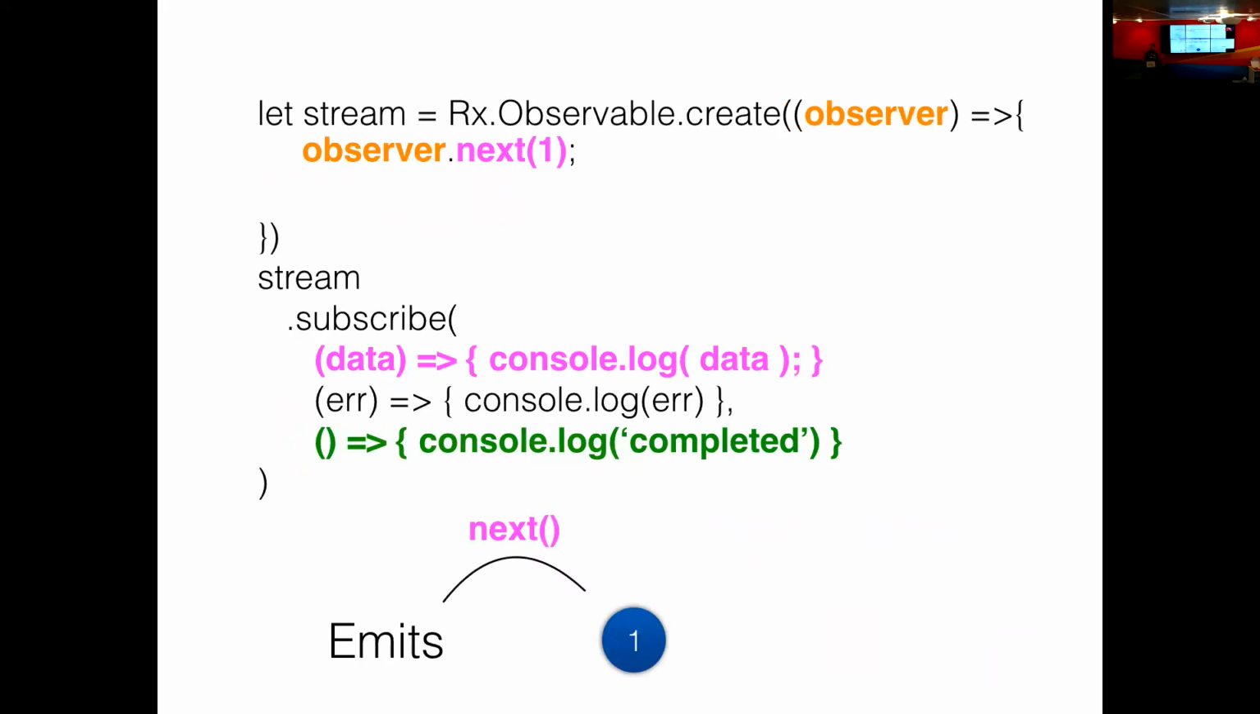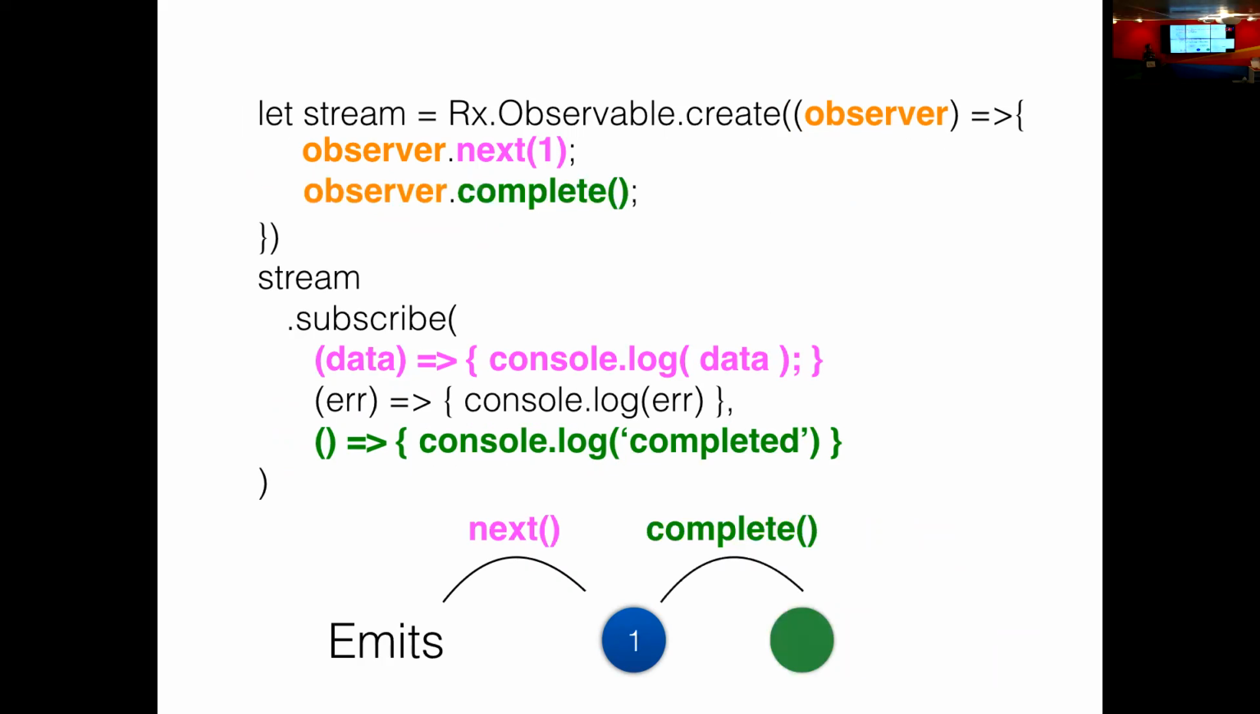Let's look at a complete example. So we emit our data, and we call complete. So in the first next, we hit this one, and in the complete, we hit this one. This is the very basics of observables. So as long as you get this one down, you're kind of good to go. Of course, there's a lot to learn about RxJS, but this is the very basic if you try to create your own.